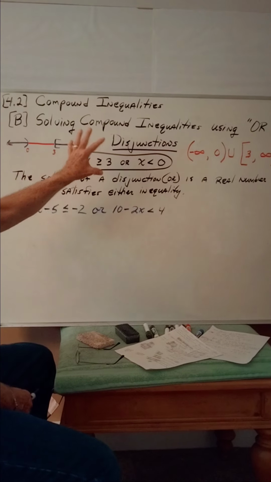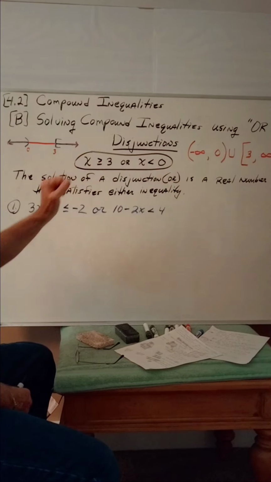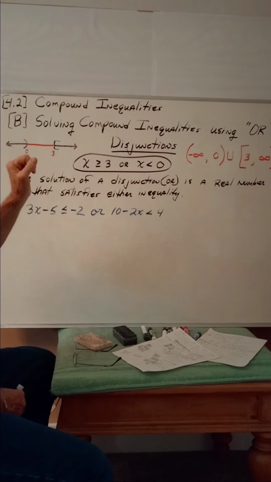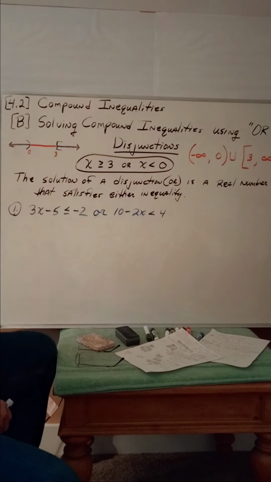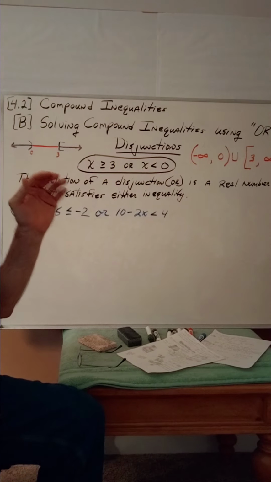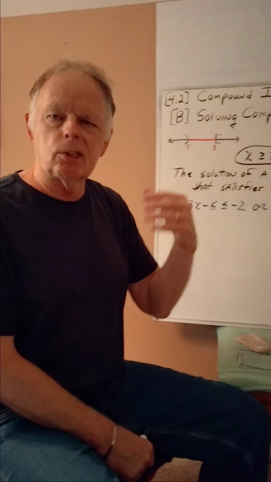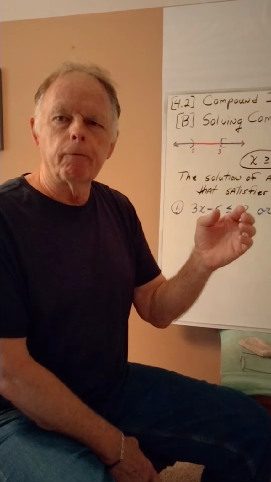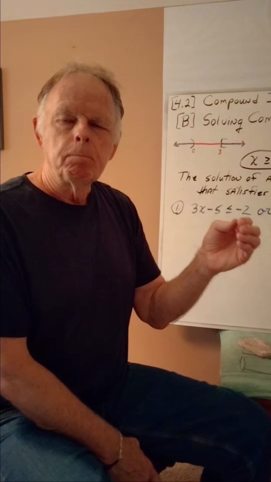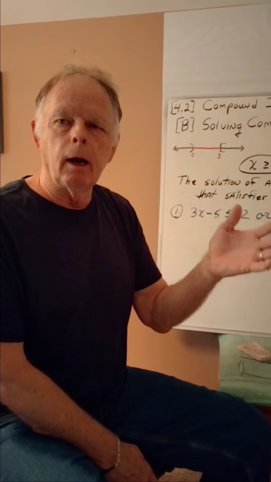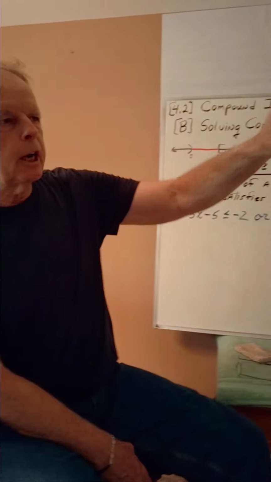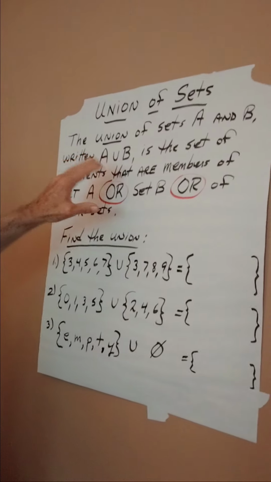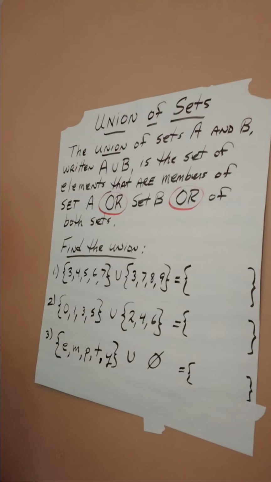And before we take a look at actually solving a disjunction, we want to look at a prerequisite item that once again is dealing with set theory. And that set theory concept for a disjunction is called the union of sets. So we're going to come over to this sheet of paper right here for just a moment and speak to the fact of what we mean by the union of two sets.